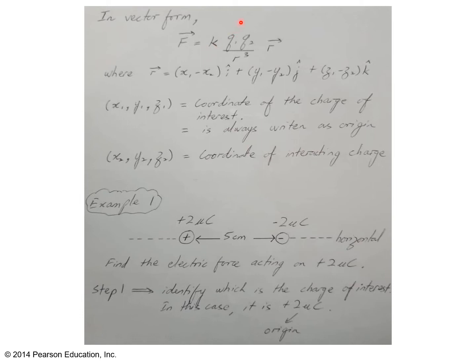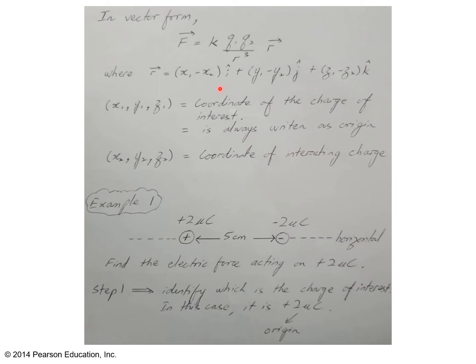Q1, total charge of the first system. Q2, total charge of the second system. The only thing different here is the denominator. Instead of using R square, now I'm using R cube plus the direction, vector R. So vector R can be defined as (x1 minus x2) i cap plus (y1 minus y2) j cap plus (z1 minus z2) k cap. Now what is this i cap, j cap and k cap?